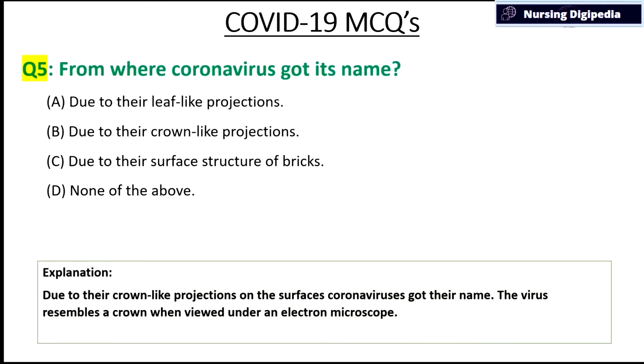Question 5. From where did coronavirus get its name? A. Due to their leaf-like projections, B. Due to their crown-like projections, C. Due to their surface structure of bricks, D. None of the above. And the answer is B. Due to the crown-like projections on their surfaces, coronaviruses got their name. The virus resembles a crown when viewed under an electron microscope.